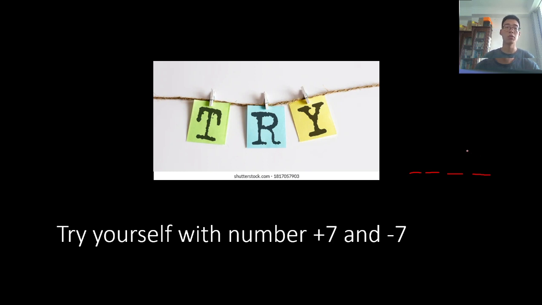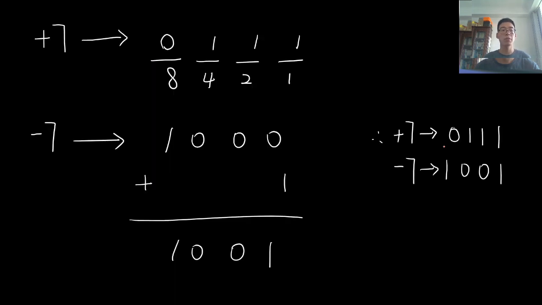Okay, I suppose all of you got the answer, and now let's go through the steps with me. The first step is still to find +7, which is 1 1 1. And in order to find -7, we flip each bit first, 0 to 1, 1 to 0, 1 to 0, 1 to 0, and then +1. So we got 1001. Did you get them all correct? I hope so.